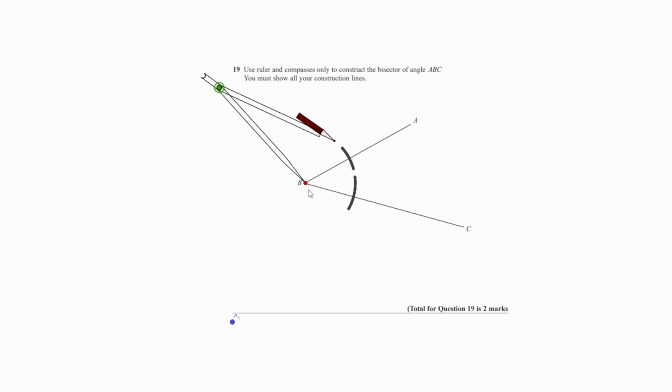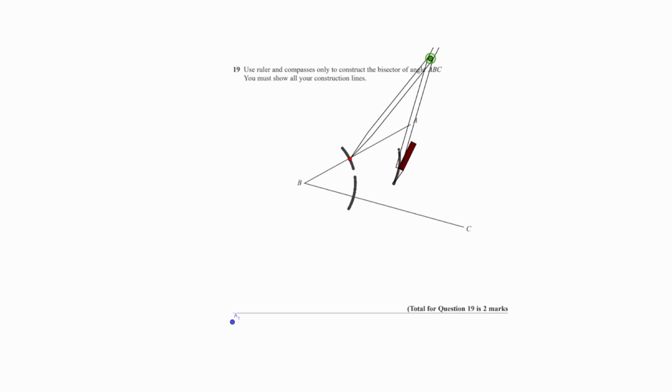Then what I want to do is take the sharp point of my compass, put it on where my first arc was, and I'm aiming to make some arcs in the middle. So I'm going to go ahead and do that. Make my arc like that. Then again, come over and put your sharp point where the other arc was and make another arc in the middle like that. And as you can see, they cross each other, which is what we want.